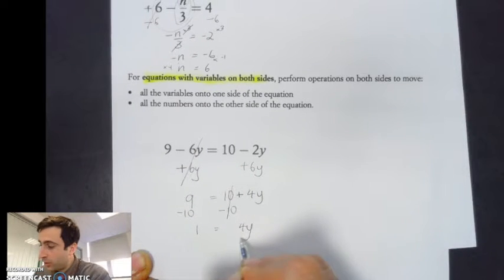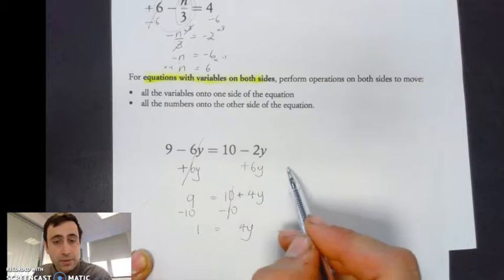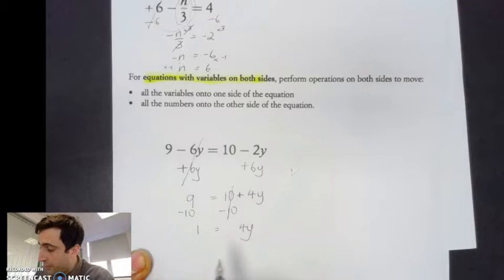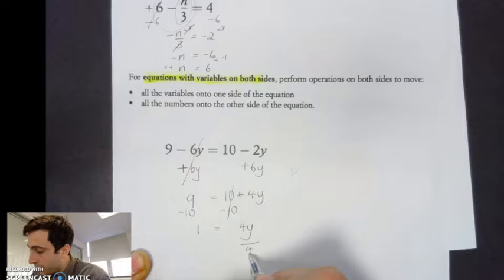And all I've done is I've moved the numbers to this side, I've moved all the letters to that side, and we've got an equation now that we can deal with. 1 minus 4y, let's divide both sides by 4, and we have y equals 1/4.